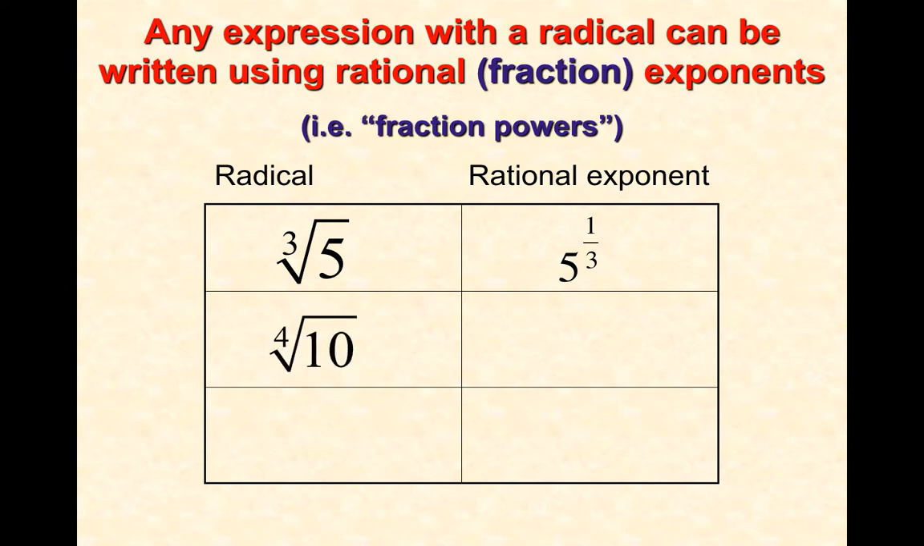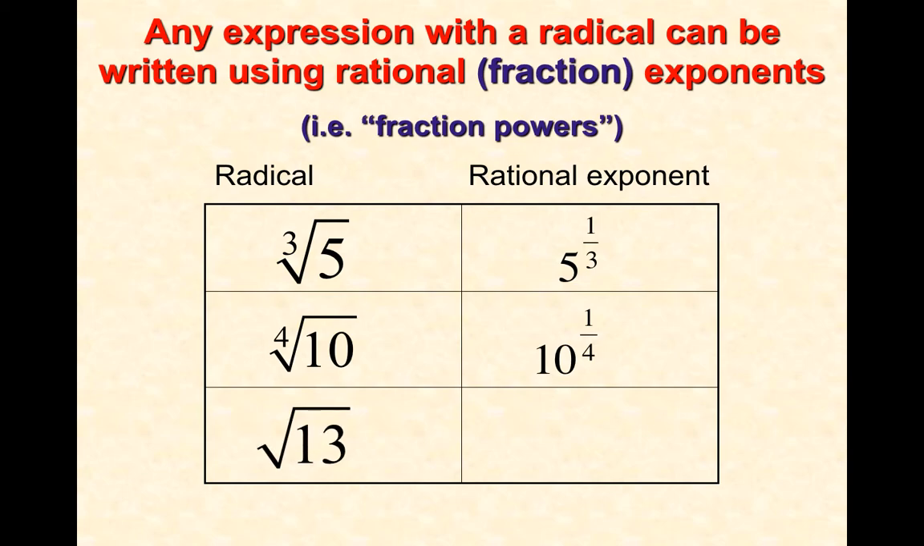Here's another example. The fourth root of 10. Index is 4. So you can write this as 10 to the 1/4 power. Denominator of 4, index of 4. Fourth root means 1/4 power.